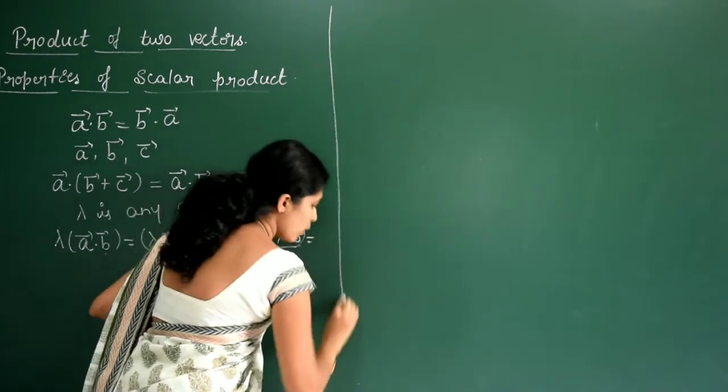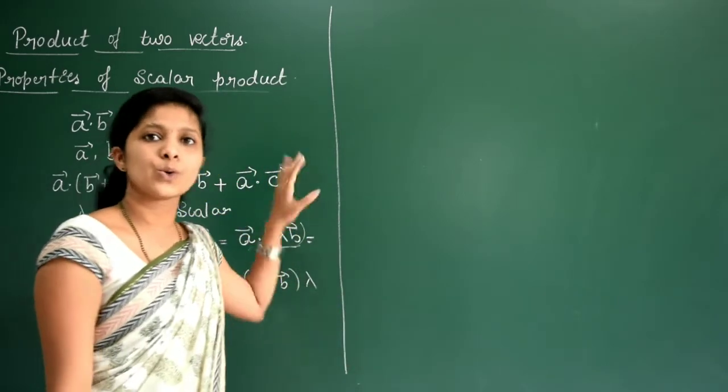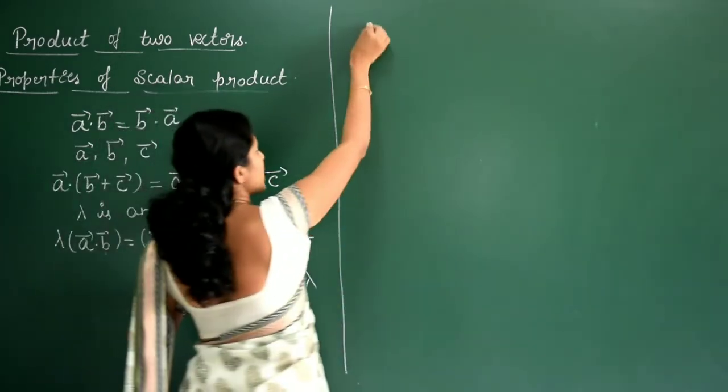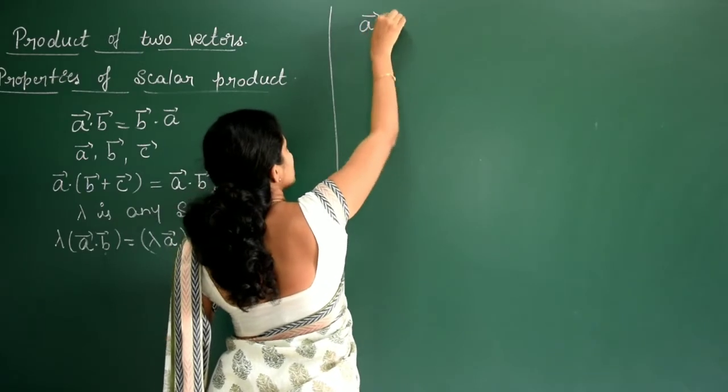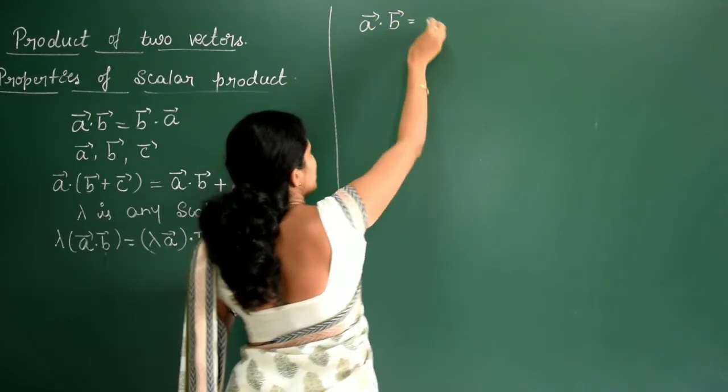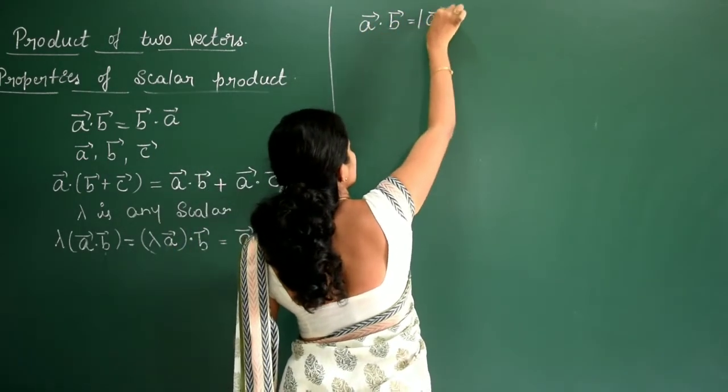Now we'll see how to find a scalar product without using that formula. The actual formula is A vector dot B vector is equal to magnitude of A vector, right?